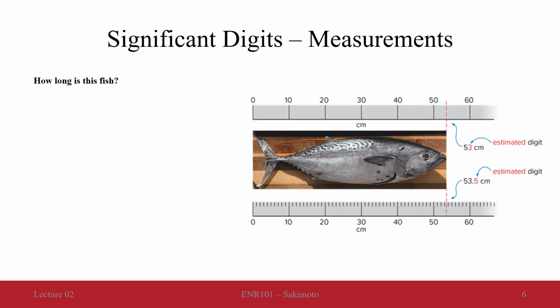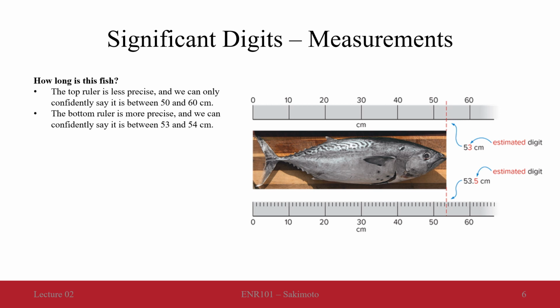Let's do an example of a way we would measure and produce precision and significant digits. Consider this fish. Let's say we want to measure how long this fish was. If we were to use a top ruler, we can see that this top ruler only has lines every 10 centimeters, and because it has fewer tick marks, is less precise. We can only confidently say that this fish is somewhere between 50 to 60 centimeters.